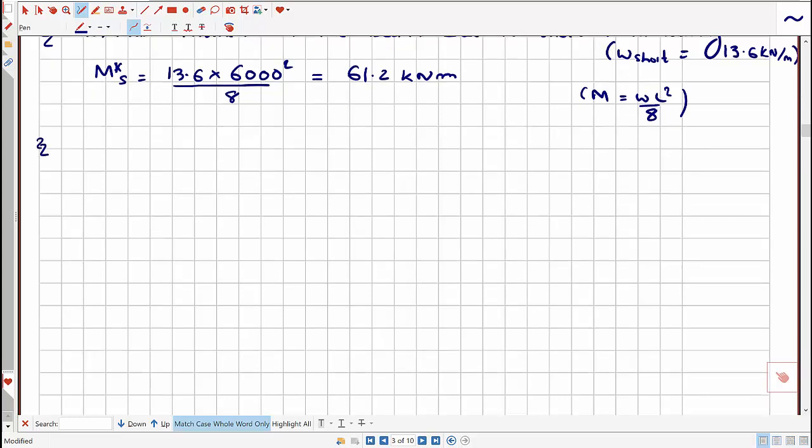One other parameter that we need is the gross moment of inertia for the uncracked section. The gross moment of inertia for the uncracked section is b D cubed by 12, considering the whole cross-sectional area. Your width of the beam is 300, overall depth is 500 cubed, divided by 12, and that comes out to be 3125.